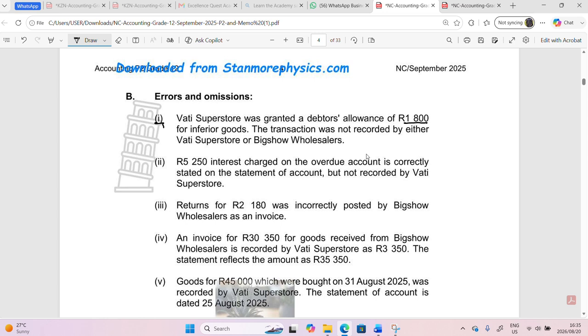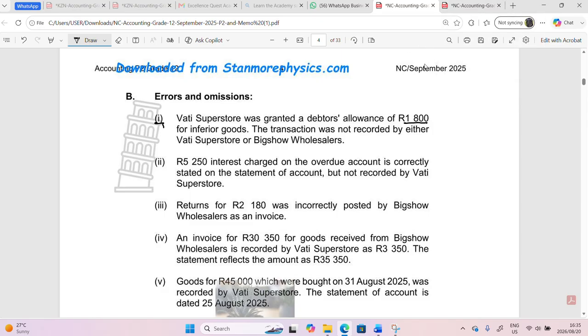What happened? Our supplier, we bought goods, right? But these goods were not in good condition. So our supplier, which is Big Show, decided to do what? To give us a discount for selling us inferior goods, right? So if we're getting a discount, that should reduce the amount owed to the supplier. So here's what will happen to the statement.